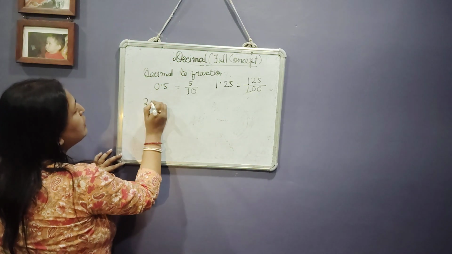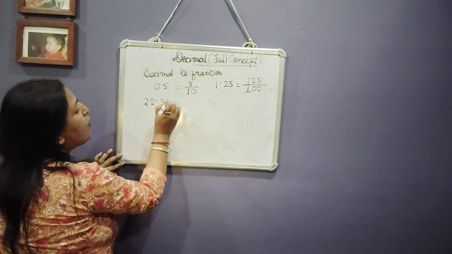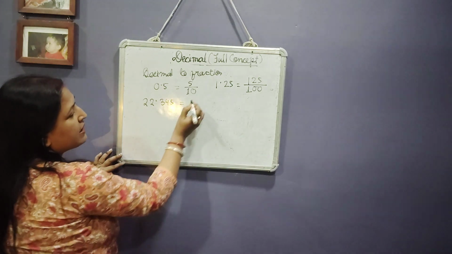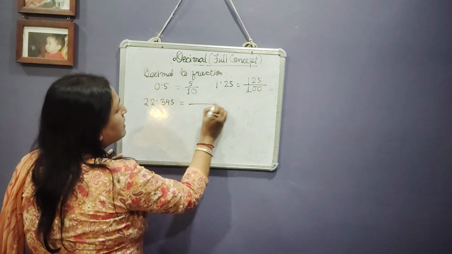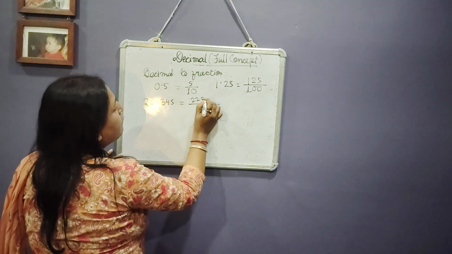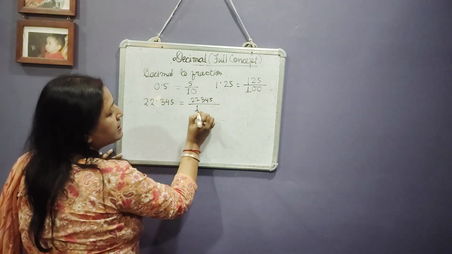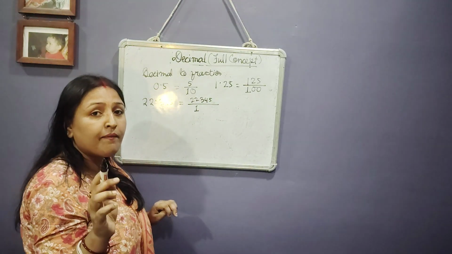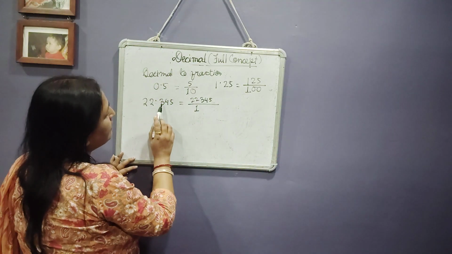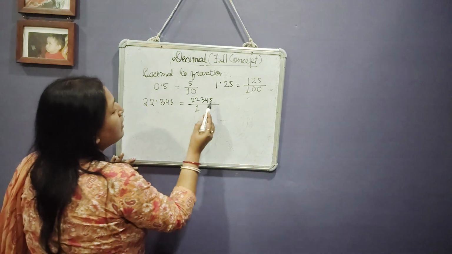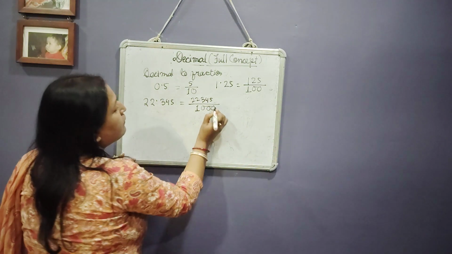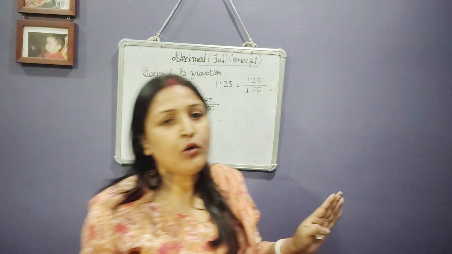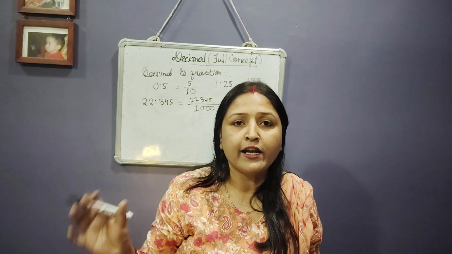Now say for example 22.345. Now how to convert this one? First we will write 22.345. Then the second step is writing 1 in the denominator. Then the third step is to count the number of digits after the decimal. Now here you can see there are 3 digits, 1, 2, 3. So we will add 3 zeros, 000. So in this way we can convert a decimal to a fraction.